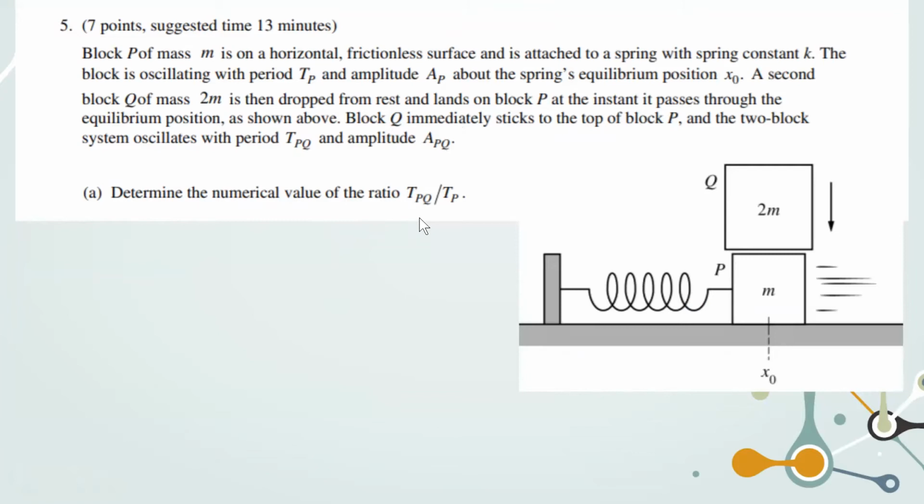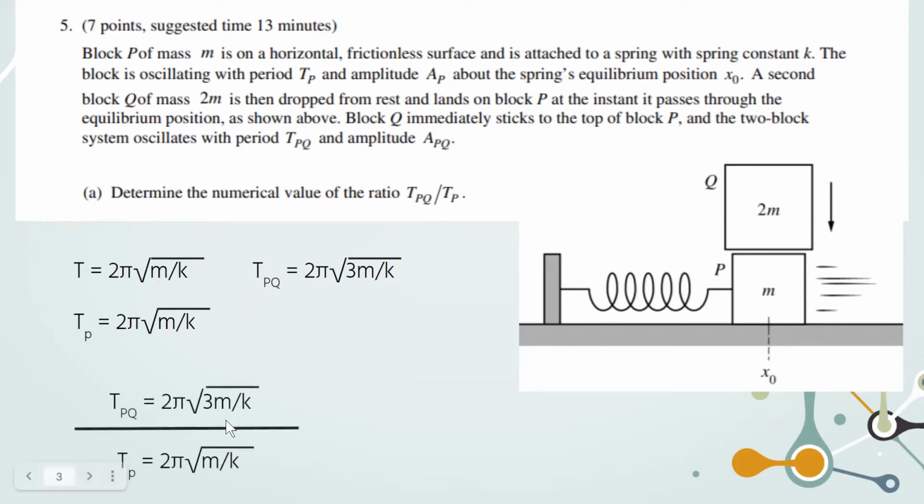So let's start off with the equation for period. Period is equal to 2 pi square root of the mass over the spring constant K. Thus, for block P, the period would be 2 pi square root of just m over K. But for block PQ, which has a combined mass of 3m, the period would be 2 pi square root of 3m over K. So the last step would be to format the ratio of TPQ over TP, which would look like this. And this ratio would end up simplifying to just square root of 3. So for part A, the numerical value of the ratio TPQ over TP is square root 3.